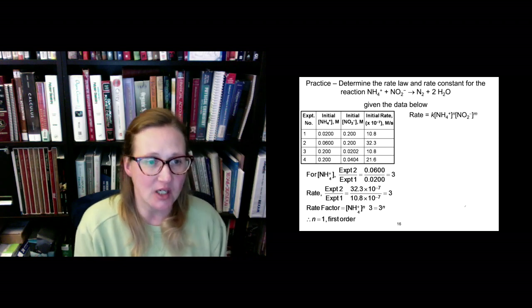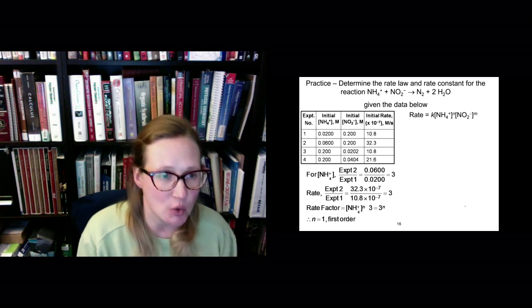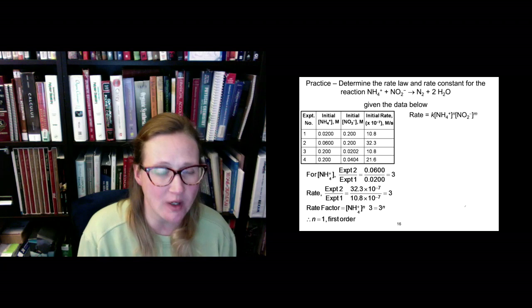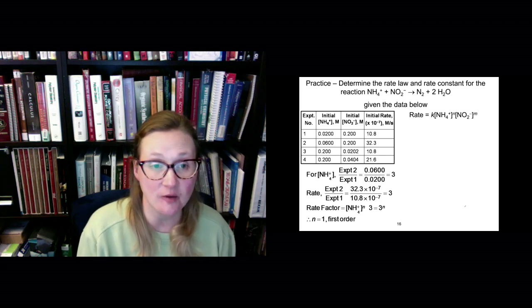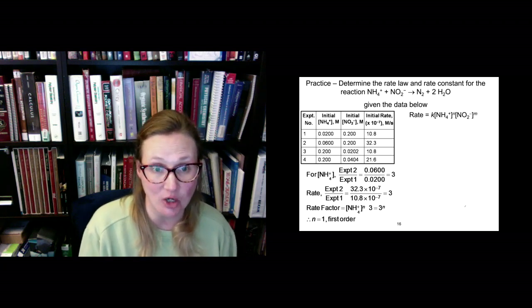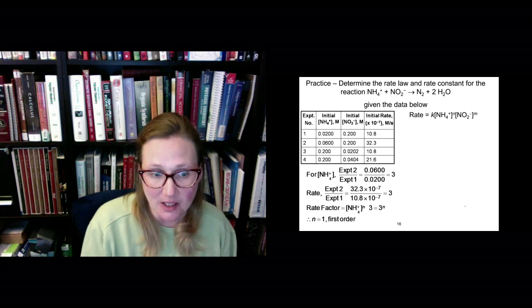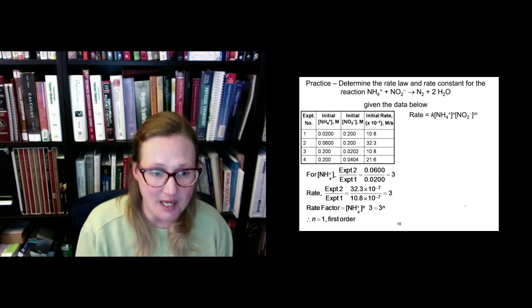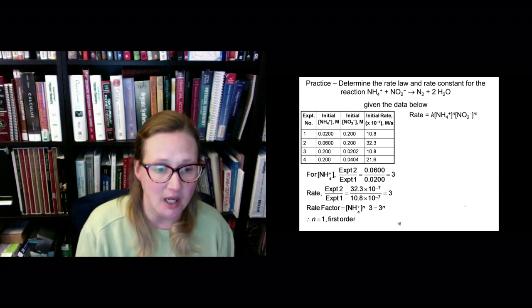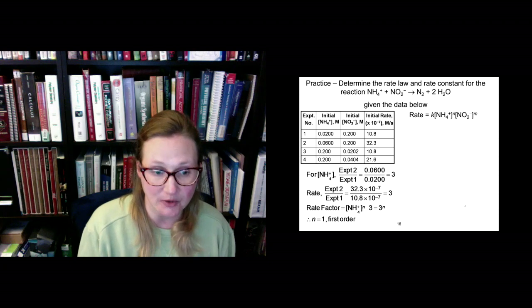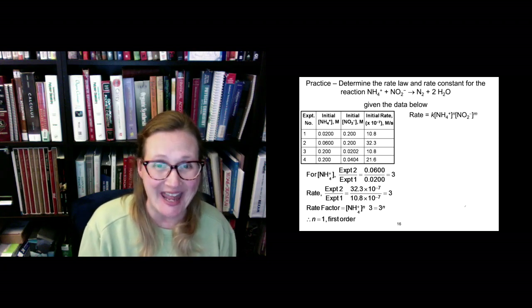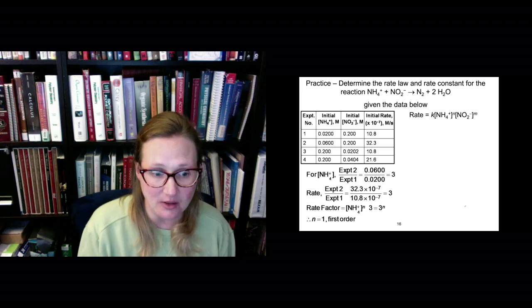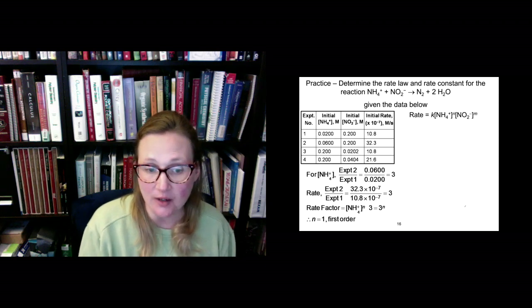Okay, so let's look at experiment 1 and 2. In experiment 1 and 2, we're going to triple the concentration of ammonium and leave the concentration of nitrite the same. So we're going to triple it, and then the rate for experiment 2 versus 1 is tripled. So that means that 3 to the n equals 3. So here we can say n equals 1 for the concentration of ammonium ion.